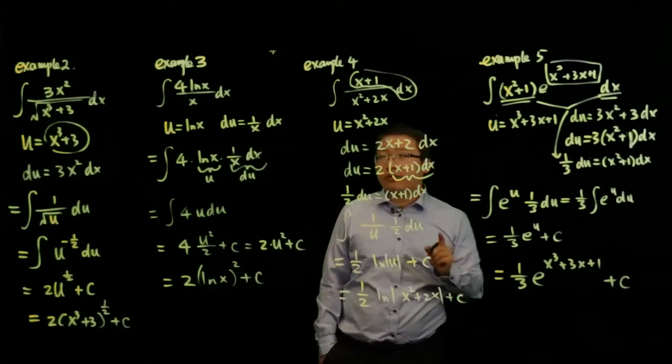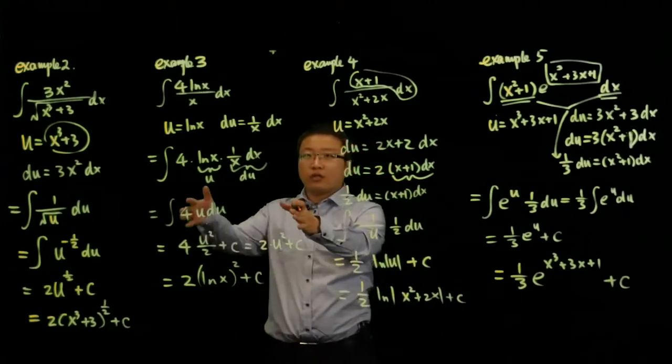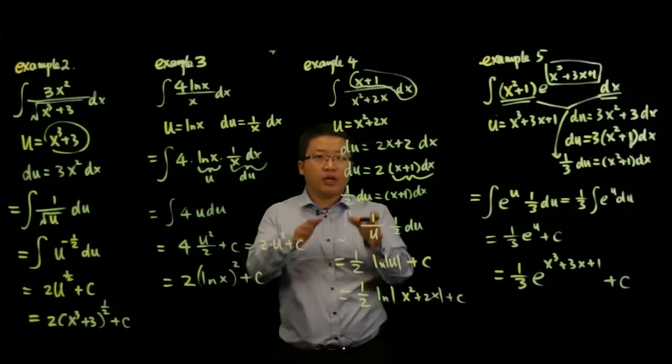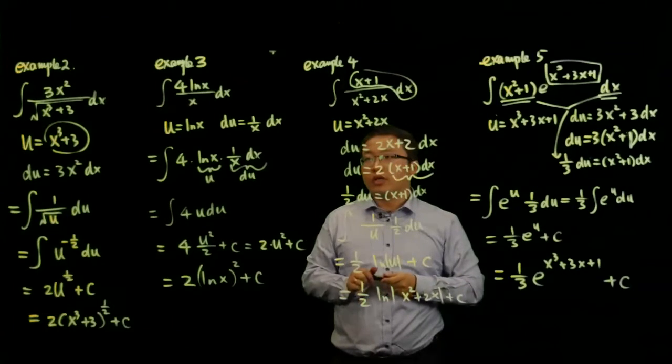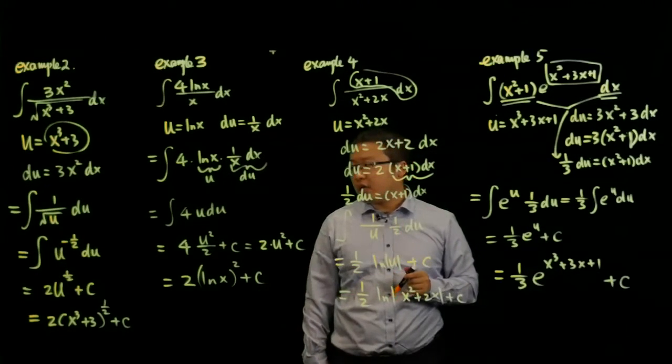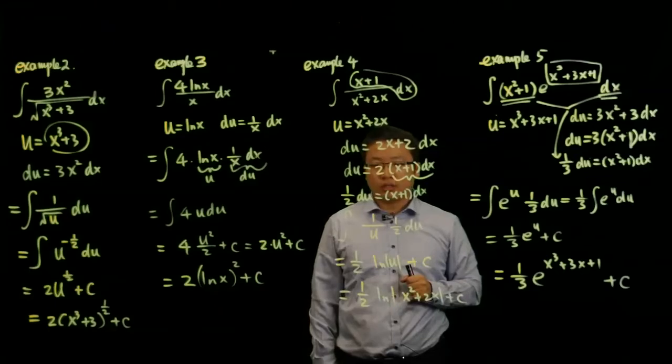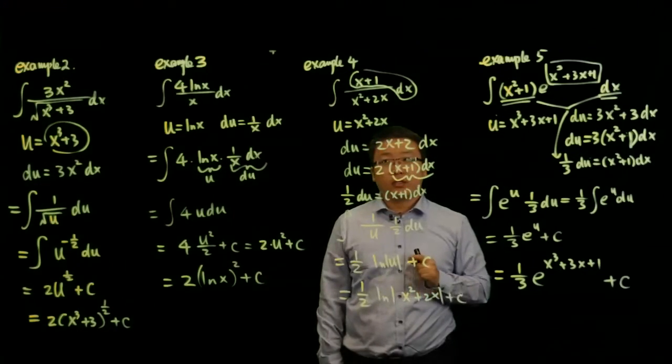And that's all 3 different types. Examples 2 and 3 are similar types. 3 and 4, these are the 3 types of u substitution questions we're going to deal with. In the next section, I'll go through some practice questions, and see you in the next section.